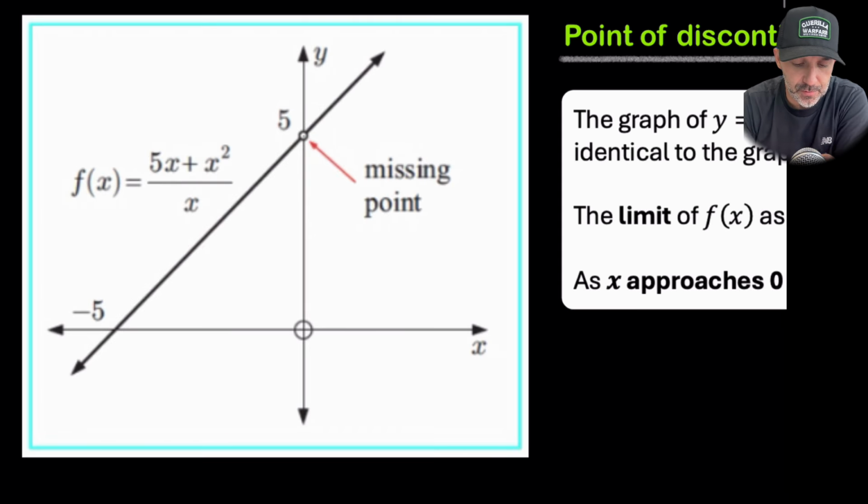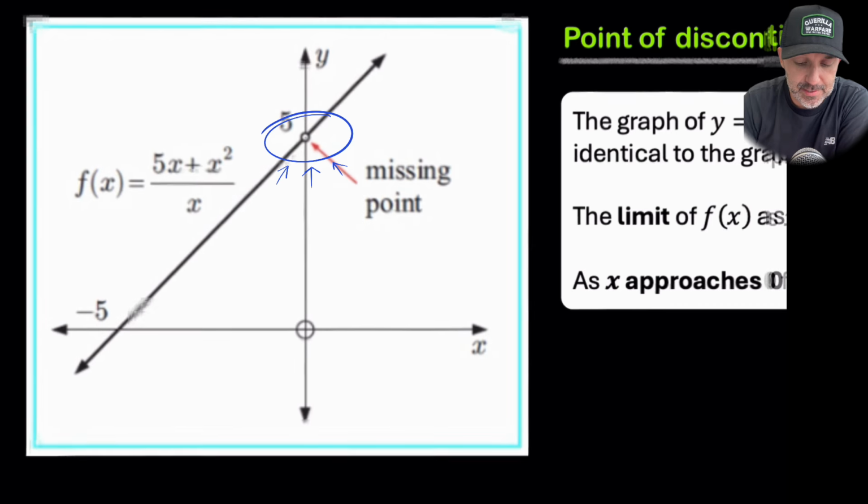So look at the graph on the left here. We can see that we will not be able to substitute 0 into this function, because if we do, it will create an undefined point. In this case, we'll have 0 over 0, which is an undetermined function. Therefore, there is a missing point here at the point where x is equal to 0.